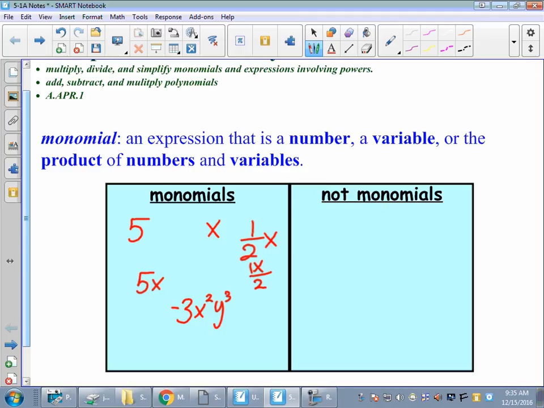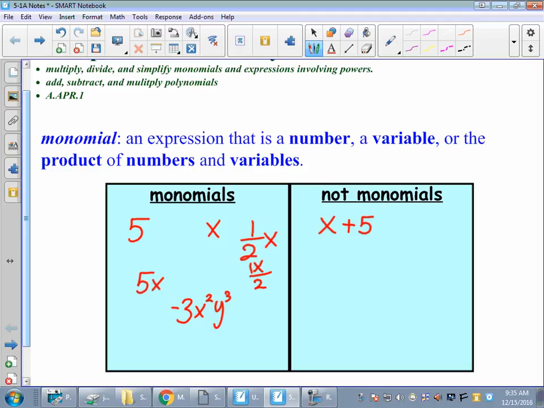So what's not a monomial? If you're going to take a variable and a number and add them together, that's the addition of two monomials. x is a monomial, 5 is a monomial, but we don't call the sum a monomial. That's actually a binomial because there's two terms, and we'll talk about more of that later on.